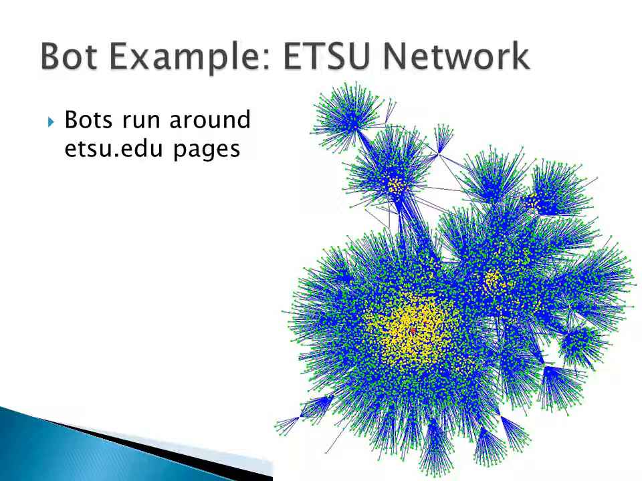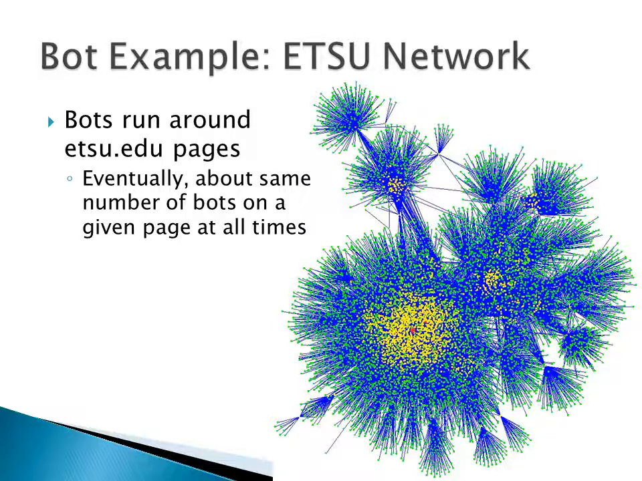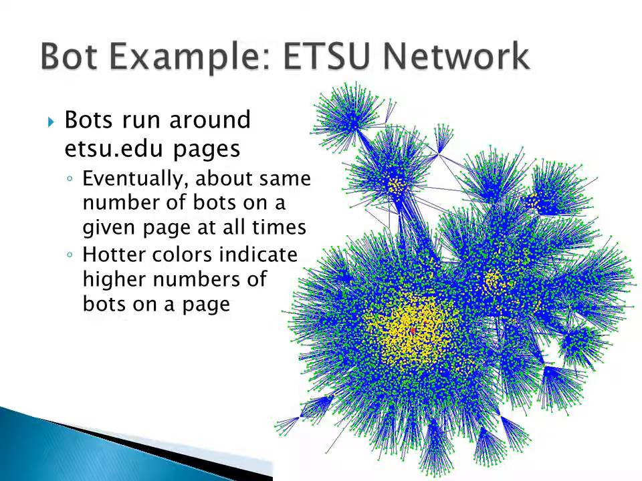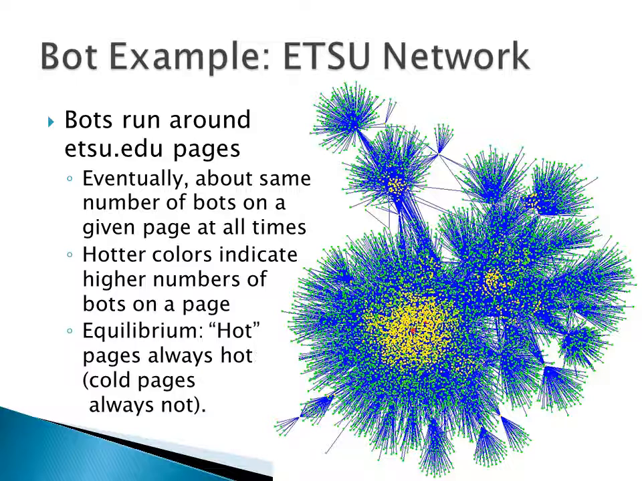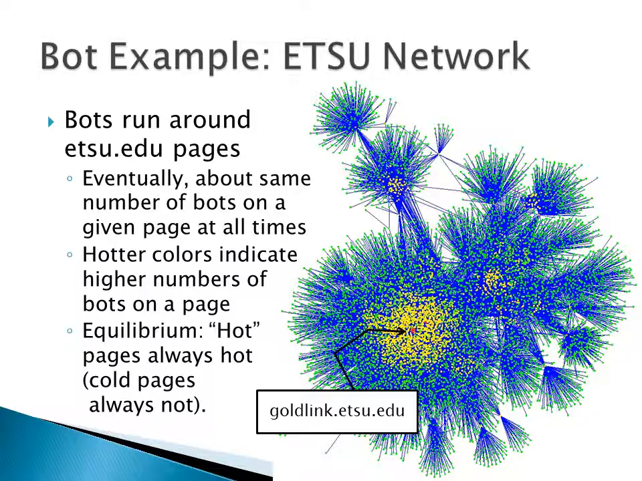Here's an example. So a series of web bots ran around the web pages that ended with ETSU.edu. Eventually, about the same number of web bots were on a given page at any given time. The hotter colors indicate higher numbers of web bots on a page, so that's the orange and the reds and the yellows. And equilibrium means that the hot pages are always hot and the cold pages are always not.